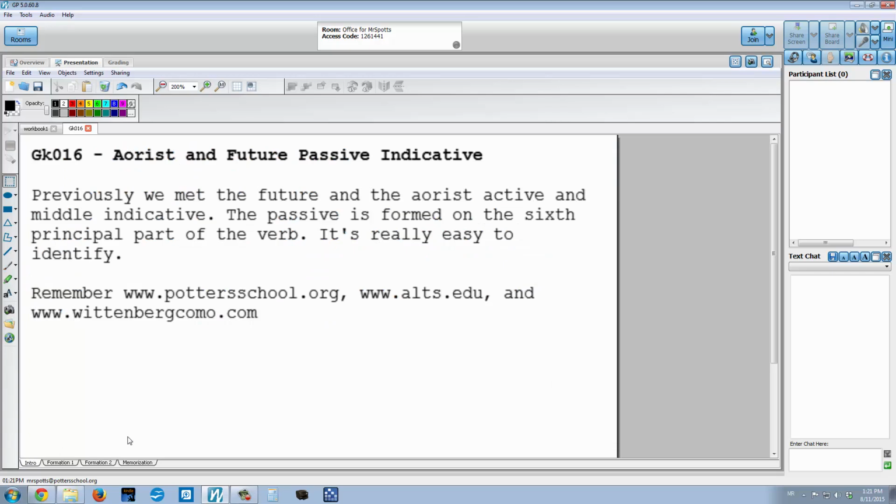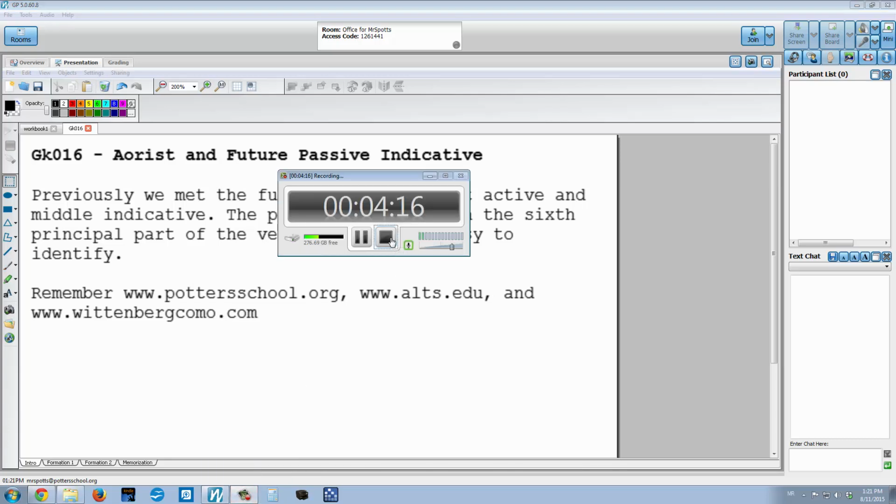All right, the aorist and future passive indicative, so you have had all three: active, middle, and passive. Have fun doing Greek.